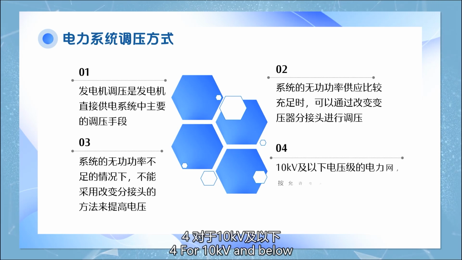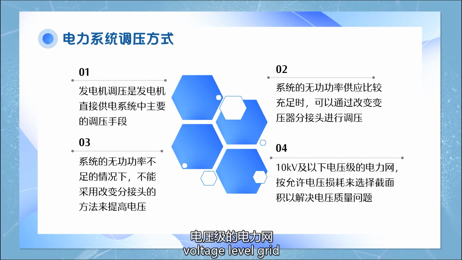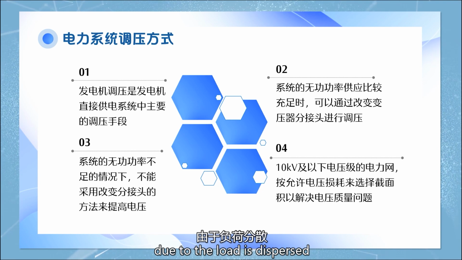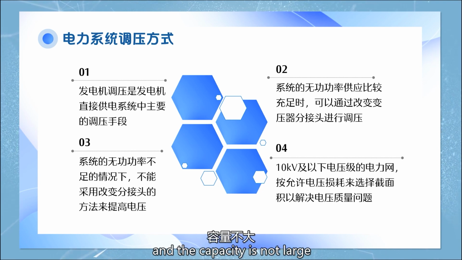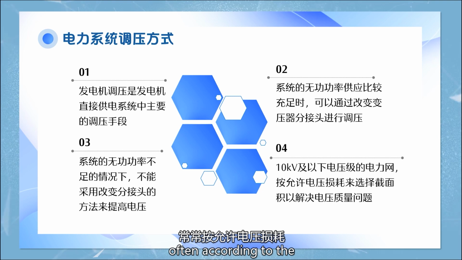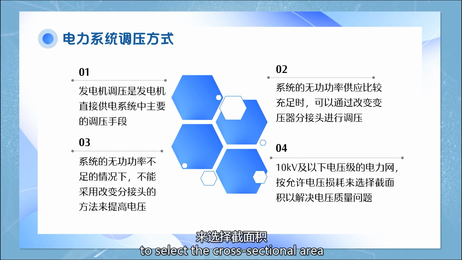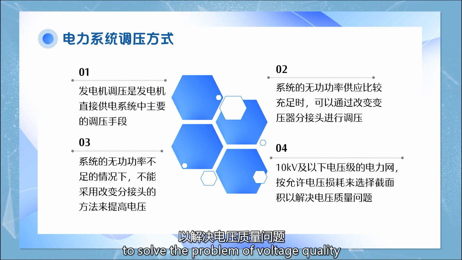4. For 10 kV and below voltage level grids, because the load is dispersed and the capacity is not large, the cross-sectional area is often selected according to the permissible voltage loss to solve the problem of voltage quality.